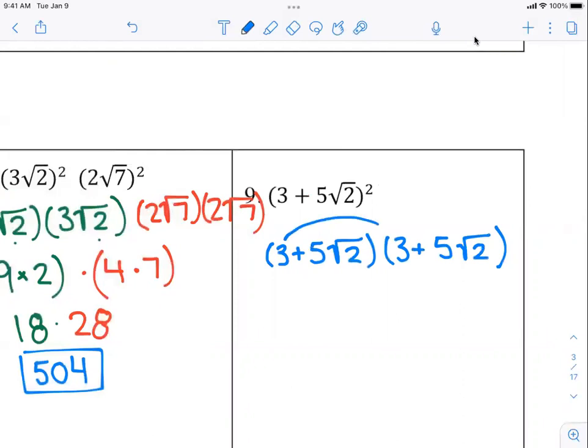So the first term is 3 times 3, which is 9. Our outer term is 3 times 5 root 2. 3 times 5 is 15 root 2. Inner, 5 root 2 times 3 is going to give us 15 root 2.